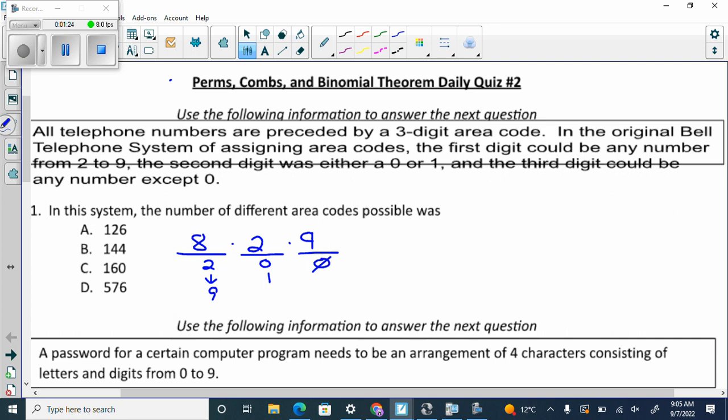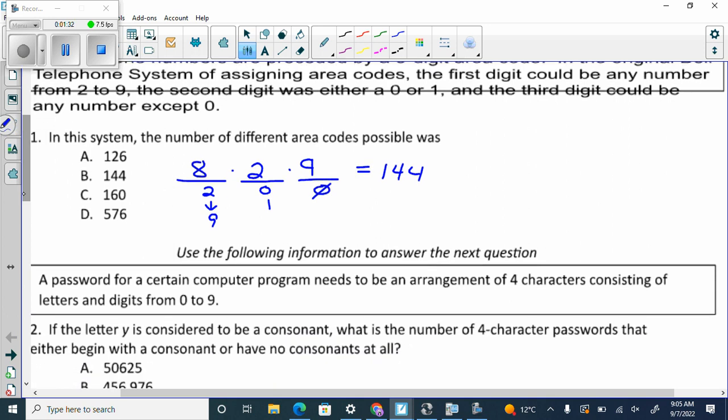And when we multiply that, we get what? 144. Perfect.